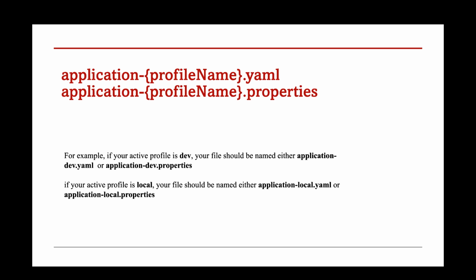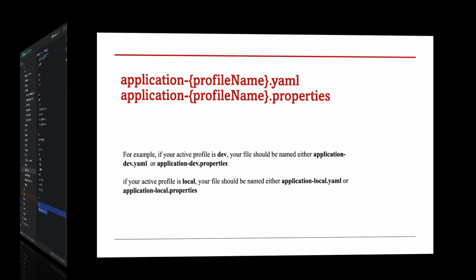Now here's the fun part. If you need a specific value for your dev environment that's different from the default, just copy the key into your application-dev.yaml file and set it to the desired value. Spring Boot prioritizes these profile-specific settings over the default configuration, ensuring that your application always picks up the right values for each environment. It's like having a custom setup for every stage of your app's journey. No more manual tweaks before every deployment.